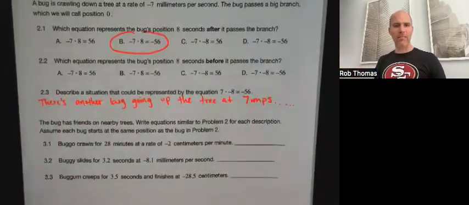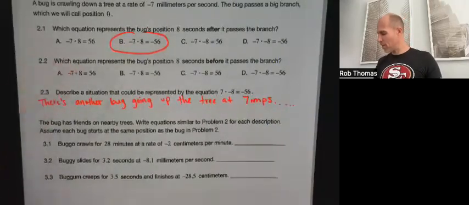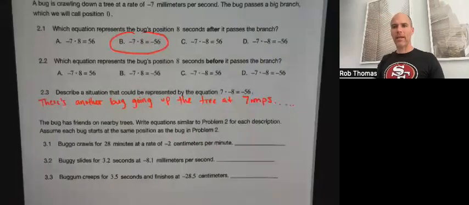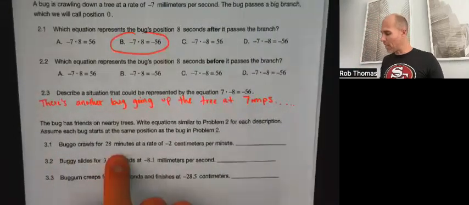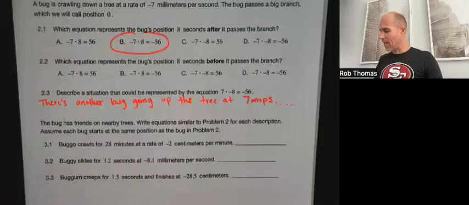All right, a bug has friends on nearby trees. Write equations similar to problem 2. For each description, assume each bug starts at the same position as the bug in problem 2. So the bug at problem 2 is like crossing that branch on the tree that we're thinking about as 0. So Buggo crawls for 28 minutes at a rate of, now Panda Bear's going for a water.